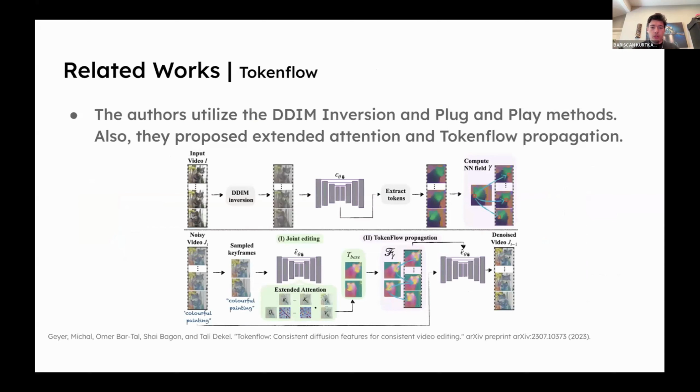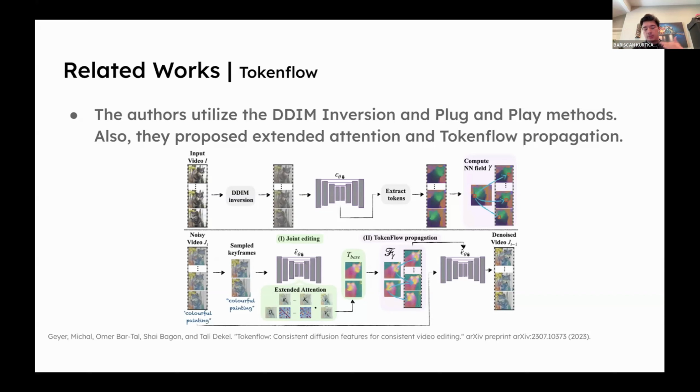So TokenFlow was the most important, I guess, because it was the state of the art at that time. The authors basically utilized DDIM inversion and Plug-and-Play methods. In the first one, the top one, is basically the forward diffusion process. So they are doing a DDIM inversion, and while doing a DDIM inversion, they're extracting tokens and then computing a nearest neighbor to find the correspondence between the frames.